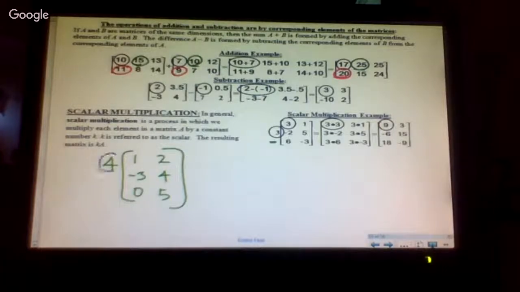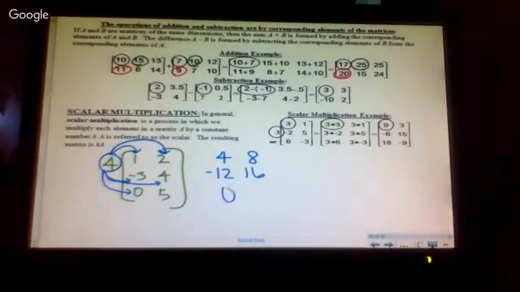So you would take 4 times 1, which is 4. 4 times 2, 8. 4 times -3, -12. 4 times 4, 16. 4 times 0, and 4 times 5. And that's your answer. That's easy.